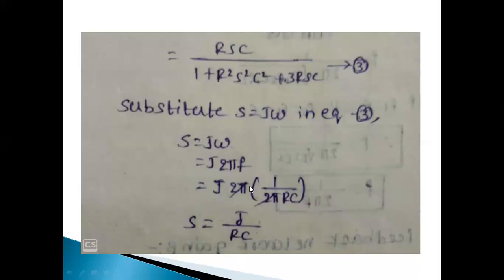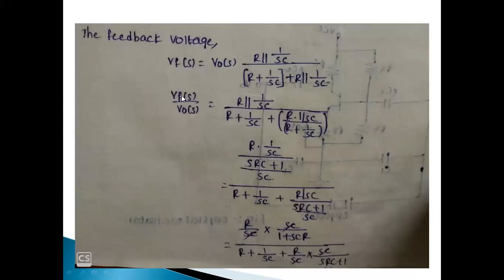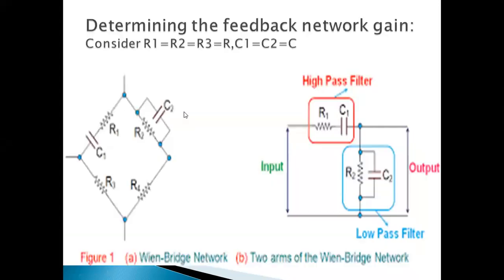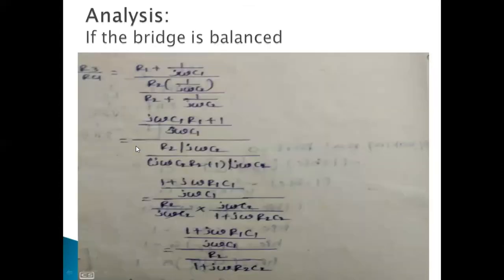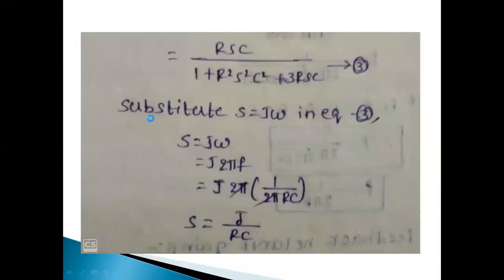So substitute this value in this equation. Substitute S is equal to J by RC in this equation. Then beta is equal to VF of S by V naught of S. Already we know for the feedback network, what is output? VF of S. What is input? V naught of S. So VF of S by V naught of S means feedback network gain. That is beta.